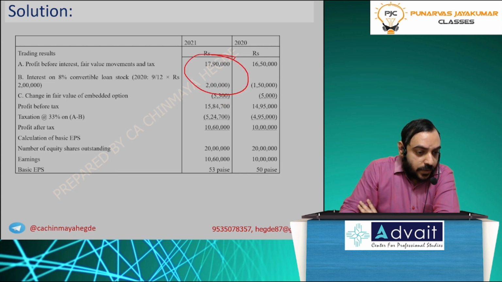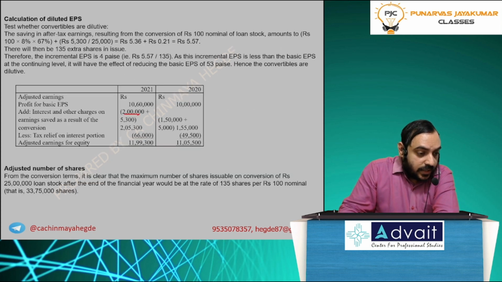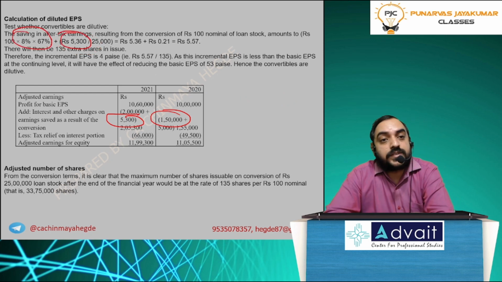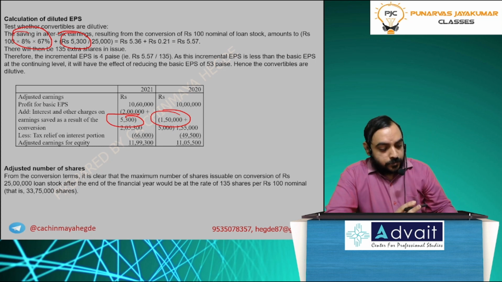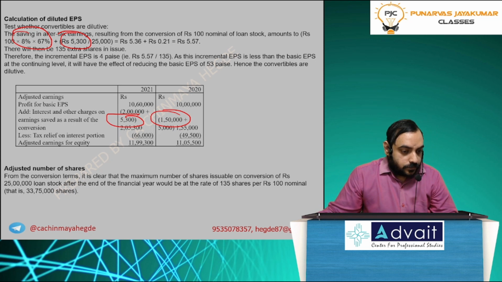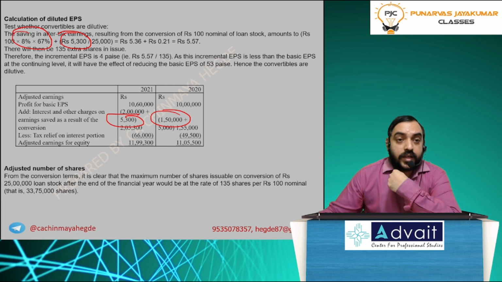17 lakh 90,000 minus 2 lakh. On that you apply 33%. That means on 5,300 it is not allowed for tax purposes. Similarly, while calculating this dilutive impact as well, here also you see I have taken 5,300, I have not multiplied it by 67%. Okay, I'll go further.